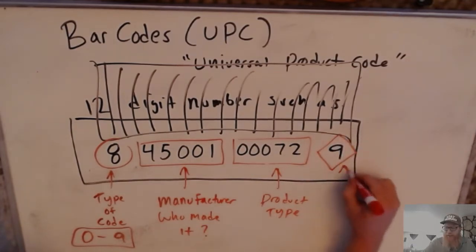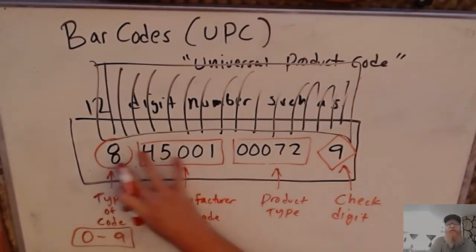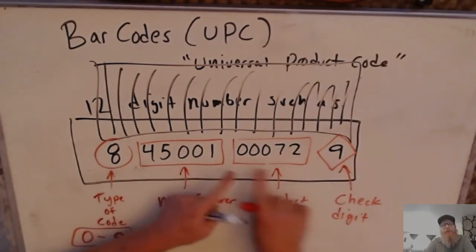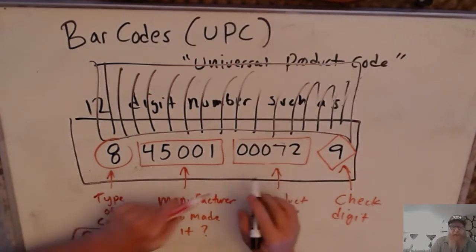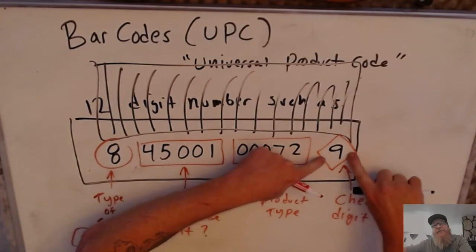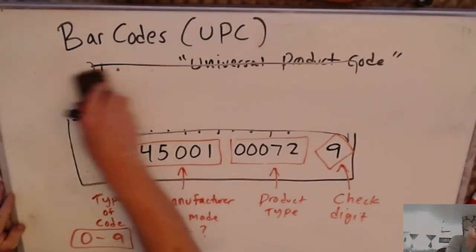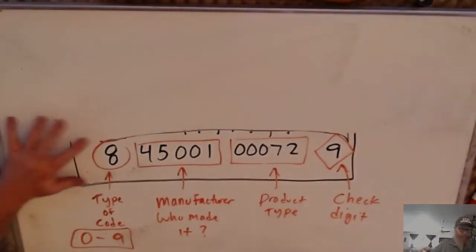This last digit is called the check digit. This digit verifies that the code is correct. That way, it makes sure that there is no mistake anywhere else in the code. If one of these numbers gets omitted, or if somebody messes with it and tries to alter the code in any way, this digit will check whether or not it's correct. And this is the way it works.